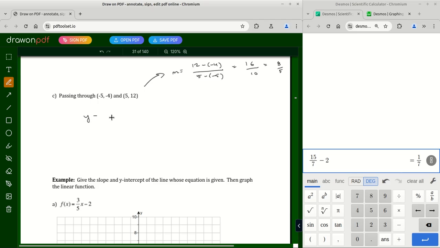And so then I got y minus, yeah, I guess you can use either point and it will work. I would totally recommend using this one instead, but I'm just being strange. Two negatives make a positive.